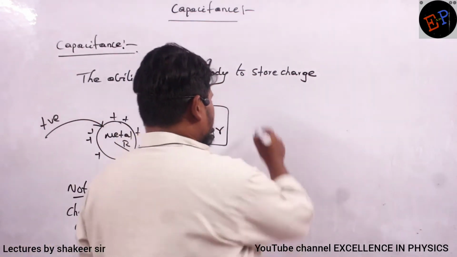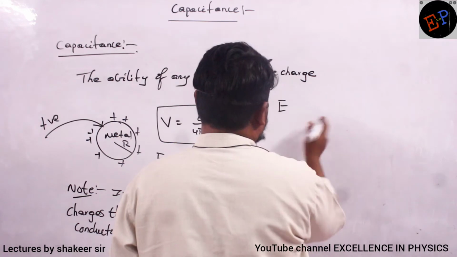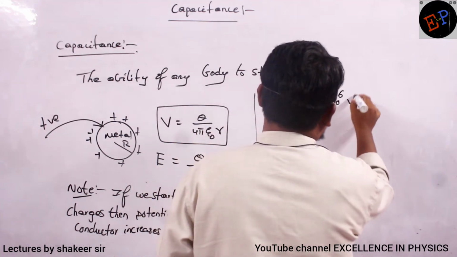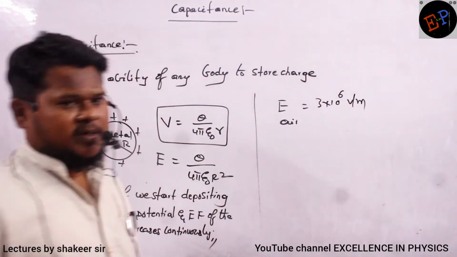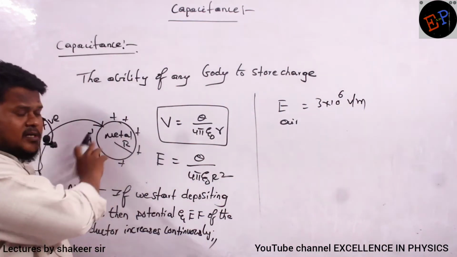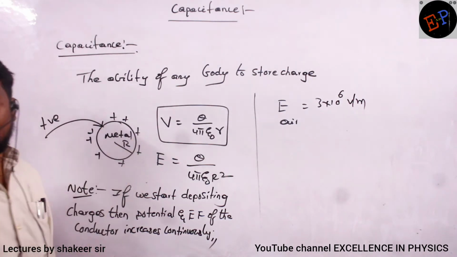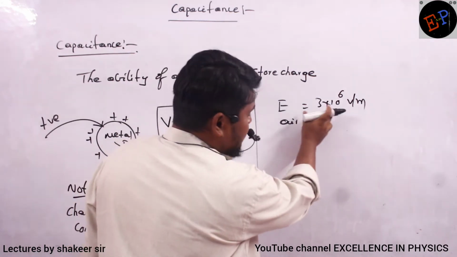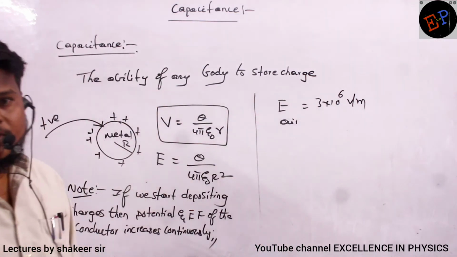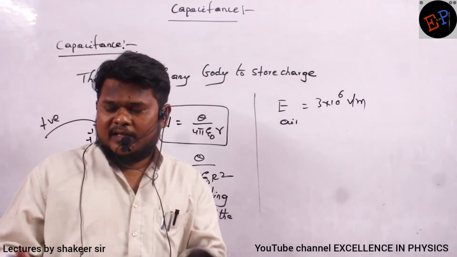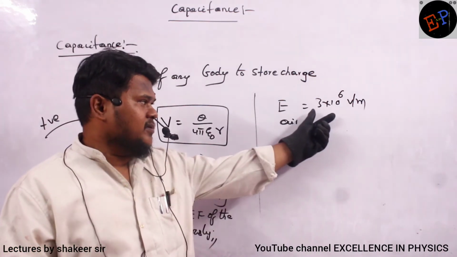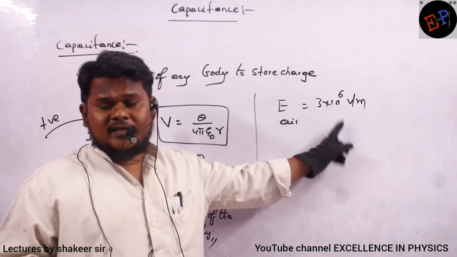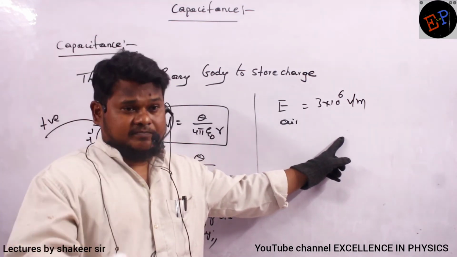And what is the insulation capacity of air? Air has a breakdown strength of E equals 3 into 10 power 6 volts per meter. Okay, ma? So if I continuously start depositing charges on this metallic sphere, then at one point in time, the field on this conductor will become this much, equal to 3 into 10 power 6 volts per meter. And this field is exactly equal to the breakdown strength of air.